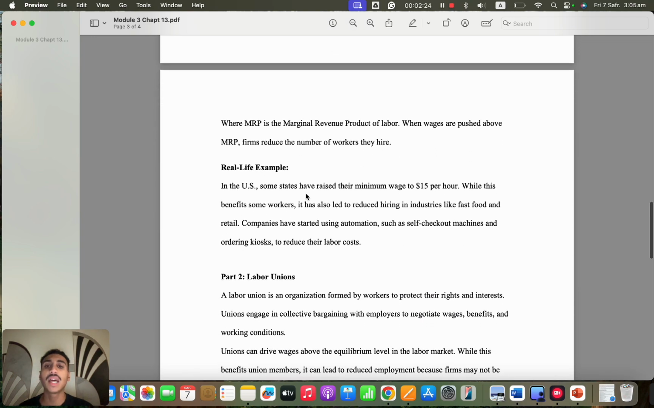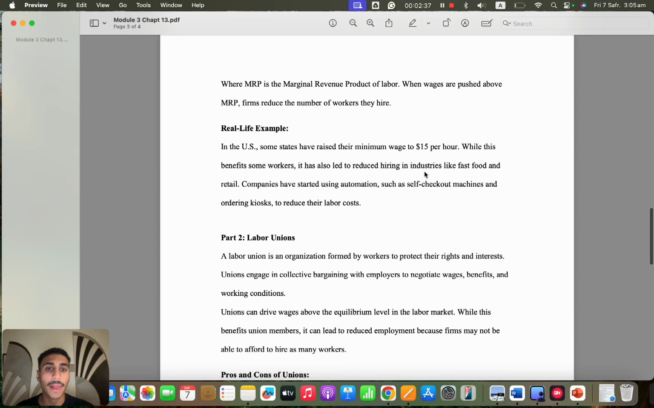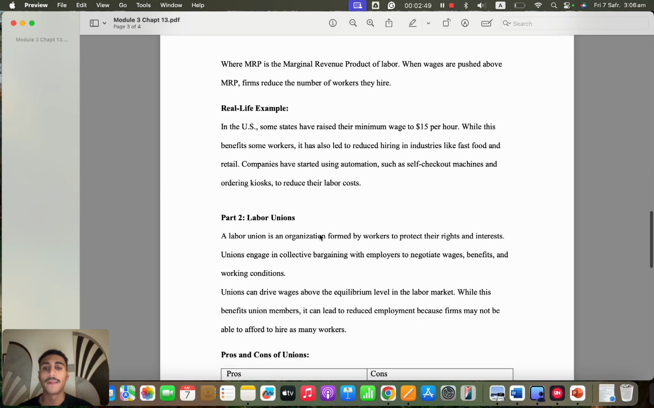Let me give you a real life example. In the US, some states have raised their minimum wage to $15 per hour. While this benefits some workers, it has also led to reduced hiring in industries like fast food and retail. Companies have started using automation such as self-checkout machines and ordering kiosks to reduce labor costs.